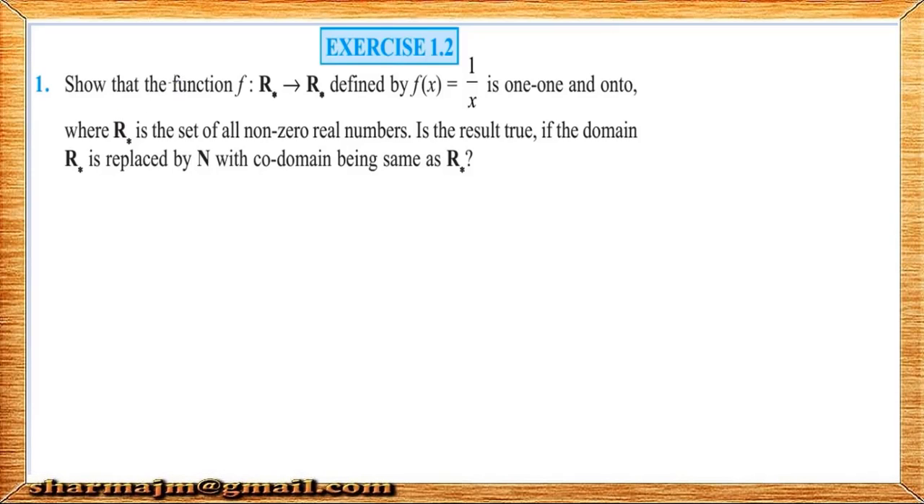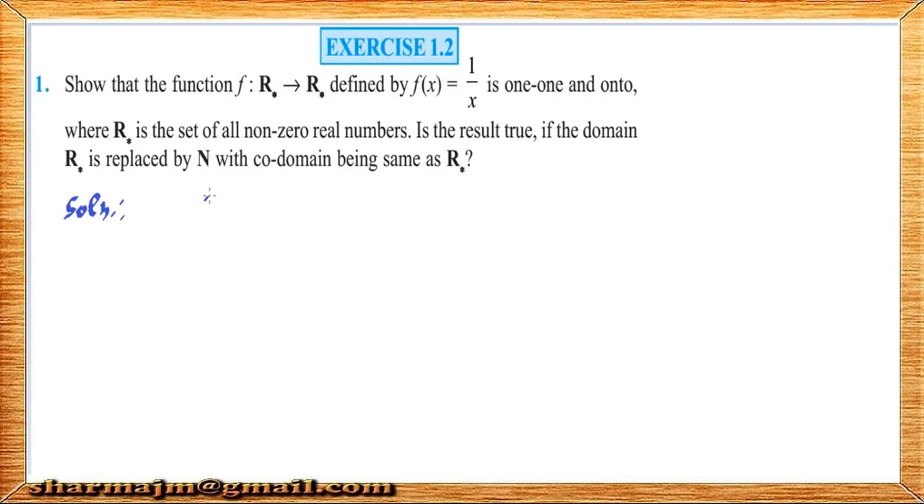Now it is exercise 1.2, question number 1. Solution. Here it is being asked that f is a function from R star to R star defined by f of x is equal to 1 by x is 1-1 and onto, where R star is the set of all non-zero real numbers. And in the second part he is asking to check this result when the domain is replaced by natural numbers. Okay, so we will do this.